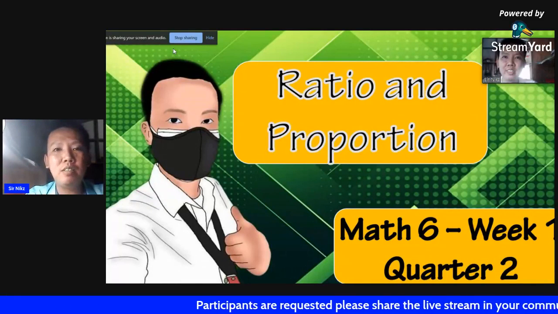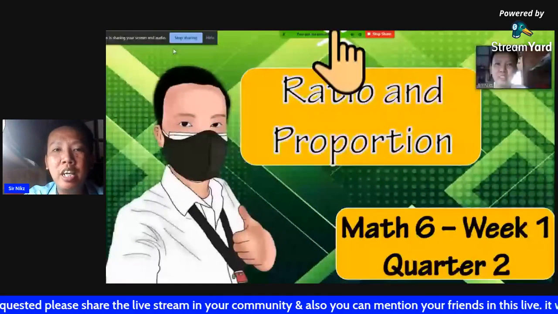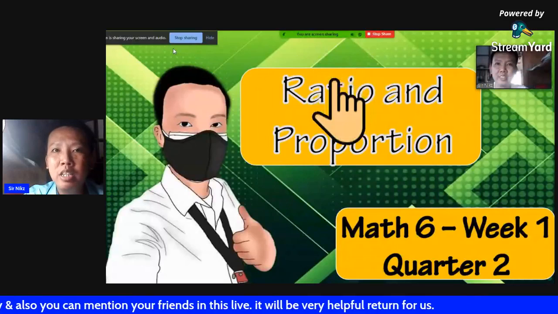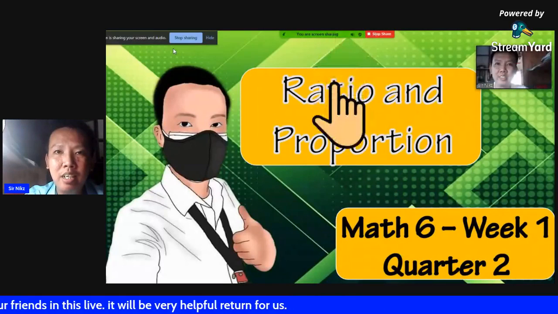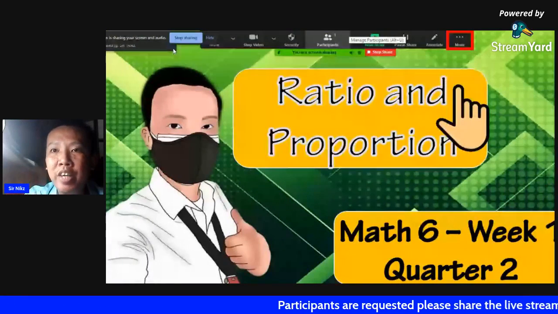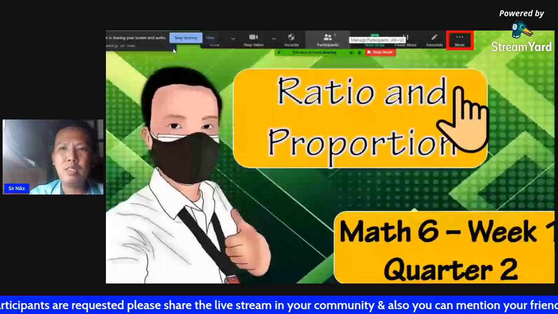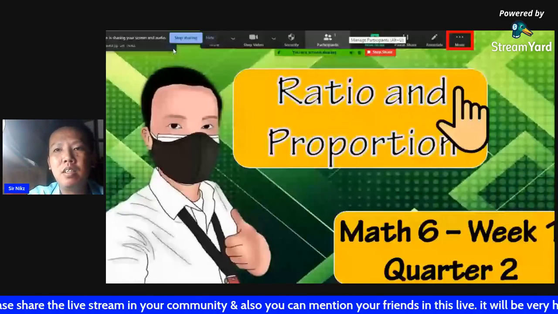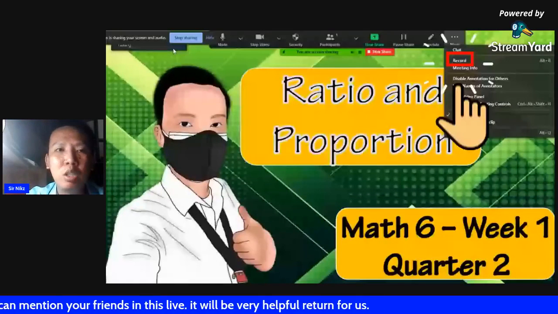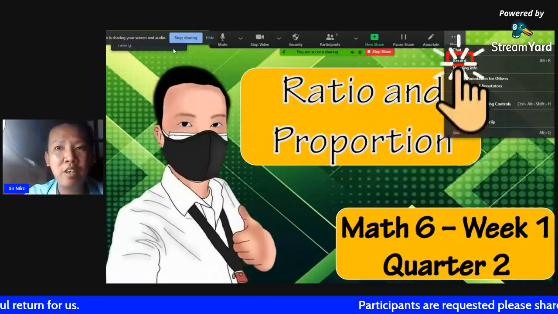Then after that, you have to click the green one, where you are screen sharing. After clicking that, this will appear. You have to choose more, or the three dots at the upper right corner of the screen. After clicking that, this will appear now on your computer: chat, record, meeting info, and so on. If you are ready to create your video recording for the asynchronous teaching, you may now click record.